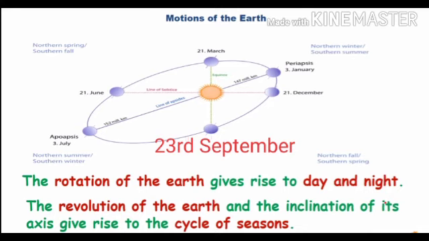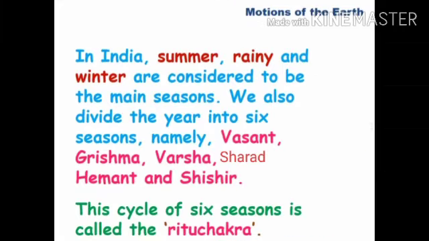Our next part is seasons. Let's have a look. In India, summer, rainy and winter are considered to be the main seasons. We also divide the year into 6 seasons, namely Vasanta, Grishma, Varsha, Sharad, Hemant and Shishir. The cycle of 6 seasons is called Rutu Chakra.